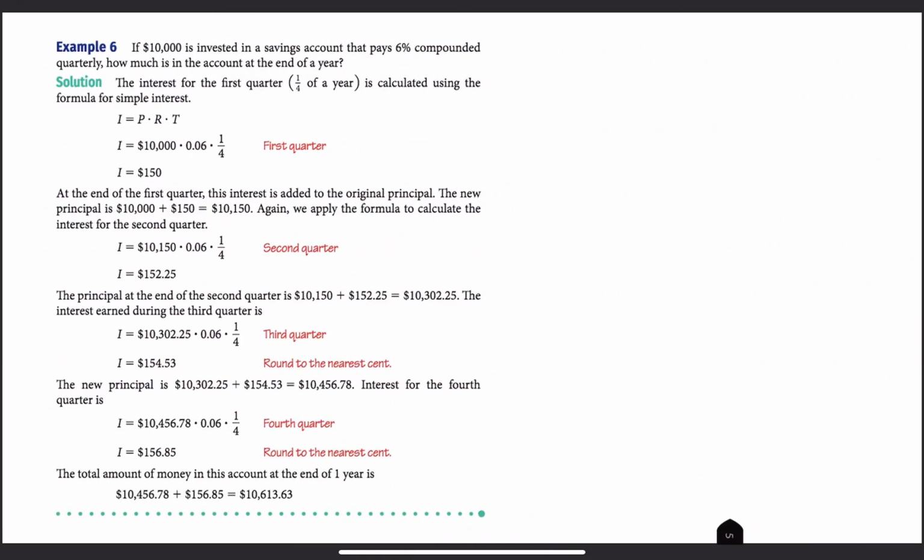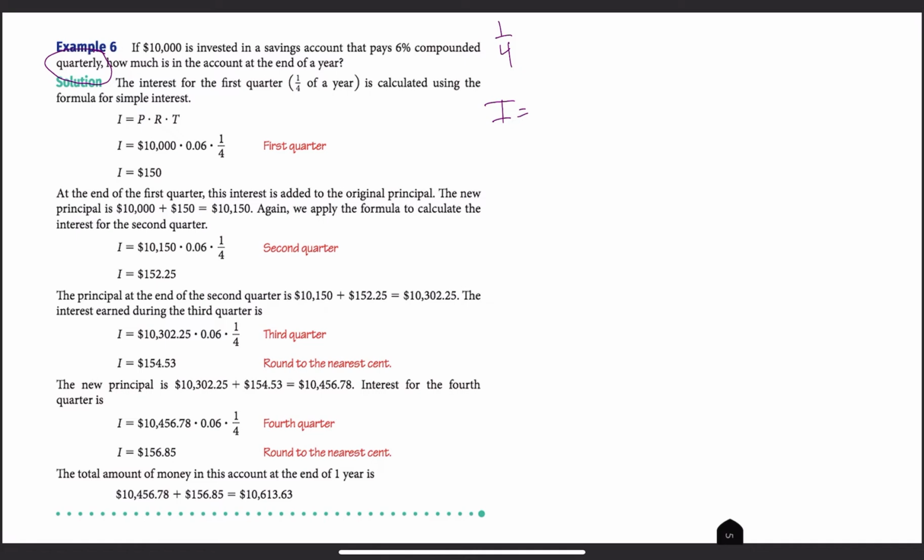All right, let's have a look at another example. If $10,000 is invested in a savings account that pays 6% quarterly, how much is in the account at the end of a year? So, quarterly is 1/4 of a year. So we're going to take this process and we're going to have to repeat it 4 times to figure out how much money we'd have at the end of a year.